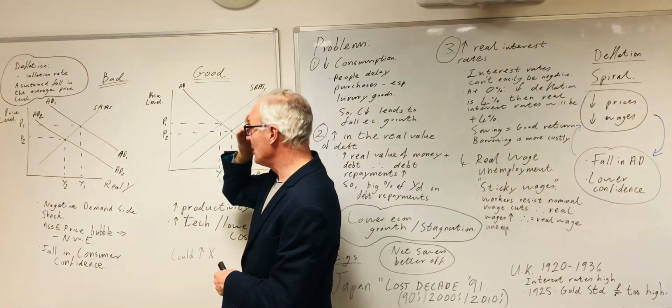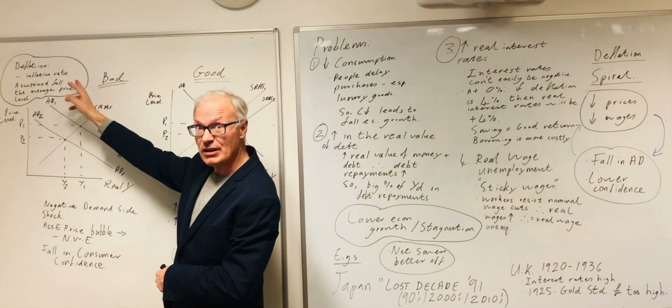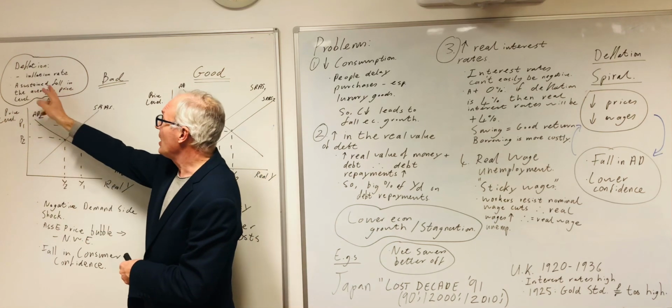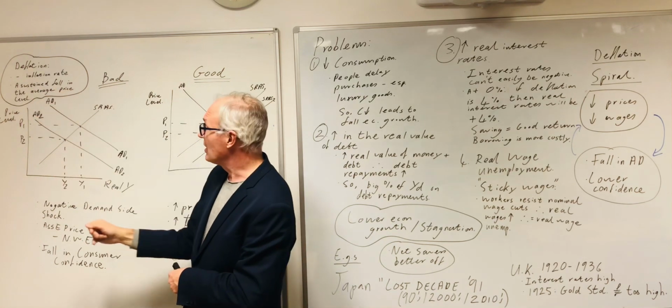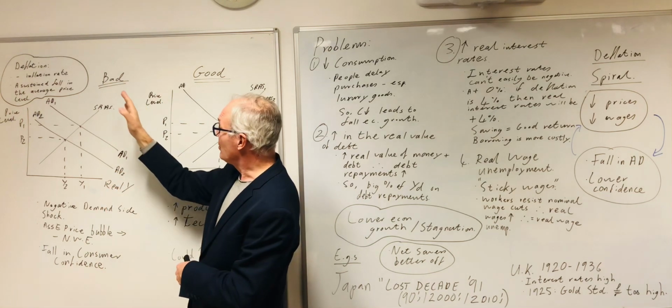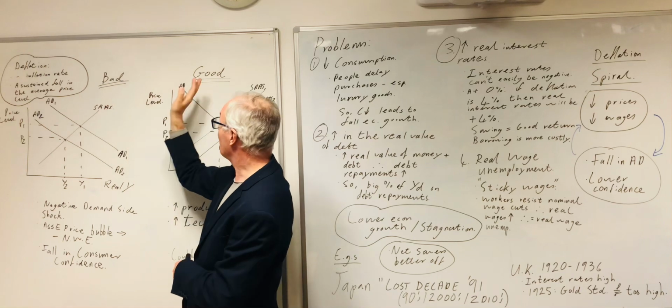To start with, it could be defined as a negative inflation rate. It's when the value of money increases. It's a sustained fall in the average price level. And there are two causes, basically. You can either have a bad deflation or a good deflation.